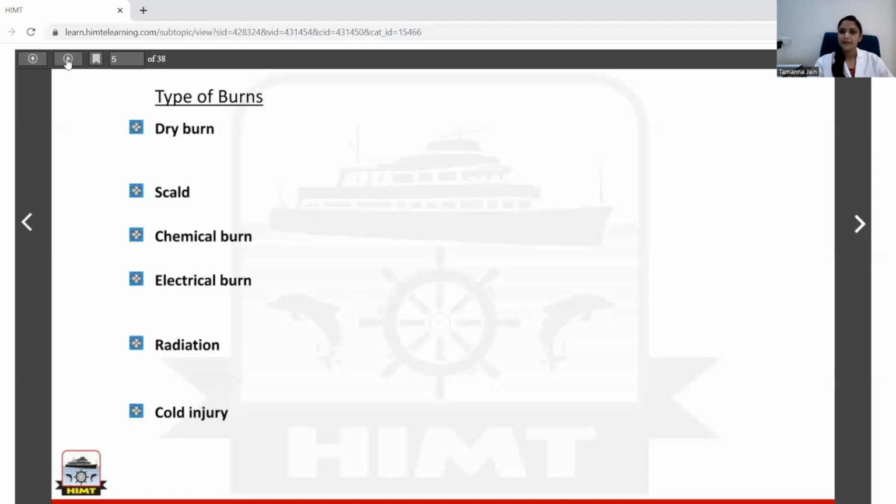Next one is chemical burn. We all know what could be the examples of chemical burn. It is acid and alkali. What is an alkali burn? How do they occur? A common example we can use at home: we use bleaching powder, caustic soda, detergent powder, floor cleaners. All these are chemicals, but they will be classified as alkali.